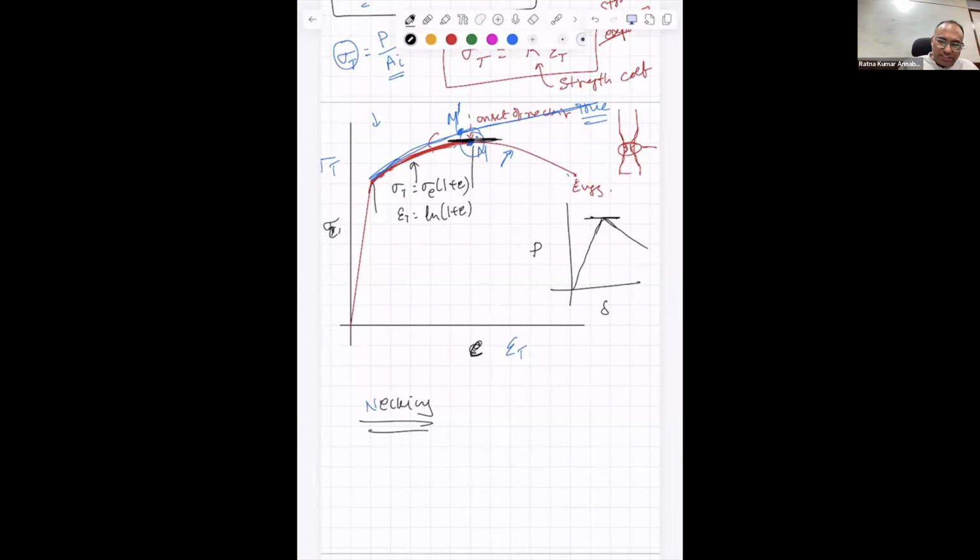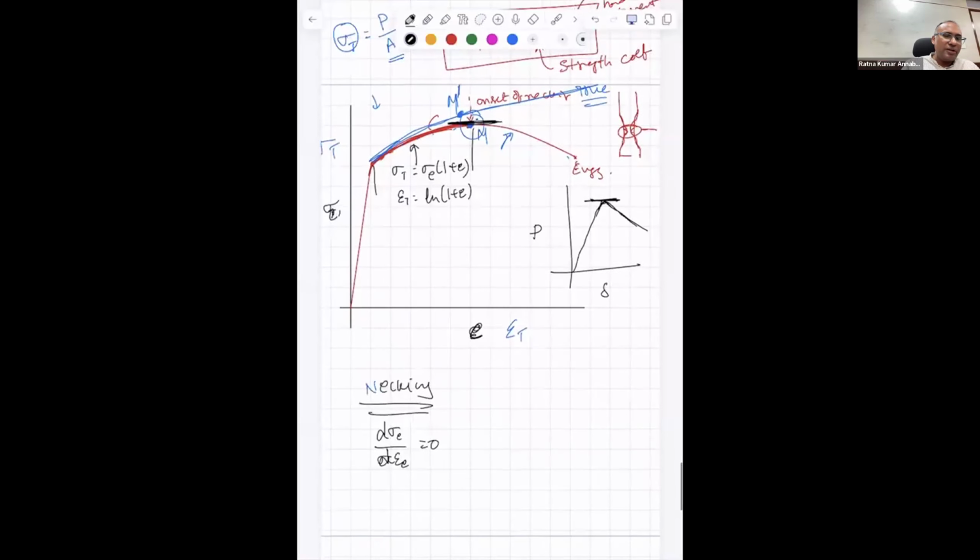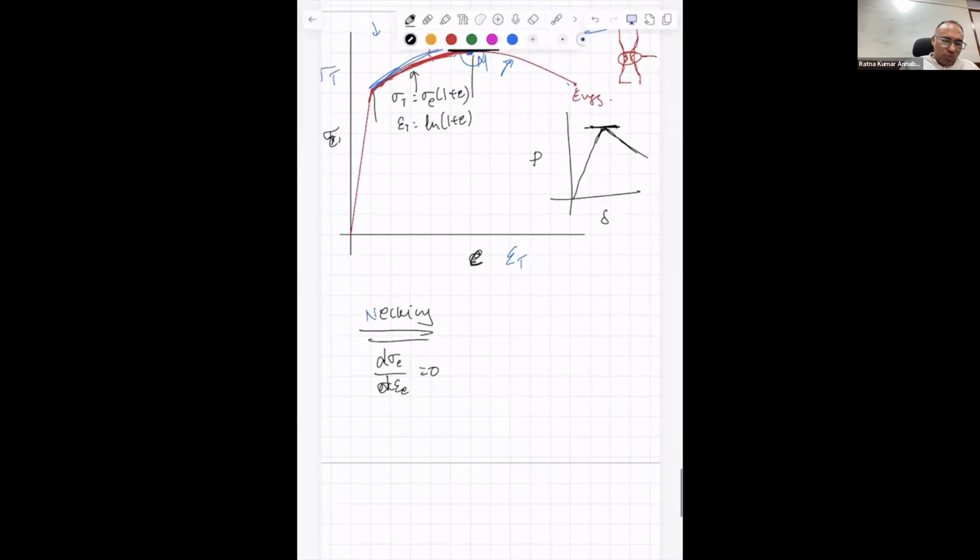Or in other words, you will have a maximum value of P, which means d sigma engineering stress by d epsilon engineering strain should be zero, isn't it? Because that is where it is reaching the maximum value. That is where the slope should be zero, which is nothing but dP must be equal to zero. There is no change in force at that point. Otherwise, the change in force will be either positive or negative, whether you are on this side or that side.